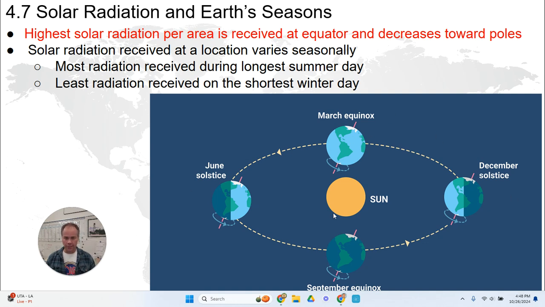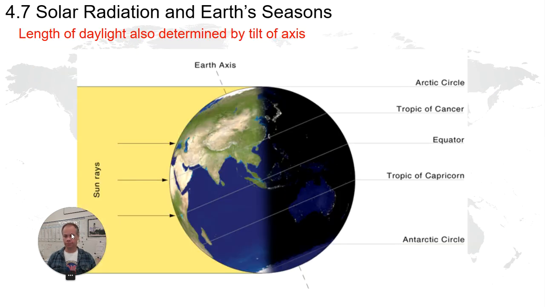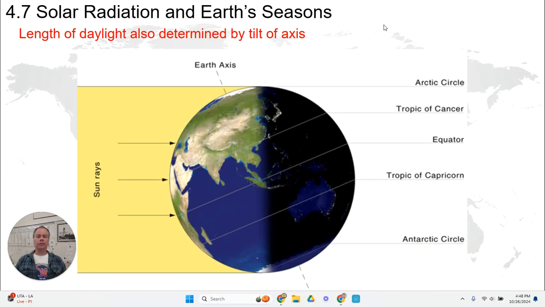And then at the equinoxes, neither the northern nor the southern hemisphere is tilted towards or away from the sun. That's when we have equal amounts of sunlight during those equinoxes. The length of daylight is also determined by the tilt of the axis and by the season as well. So if we imagine here, the sun is over here in this diagram, and the sun's rays are striking the Earth.